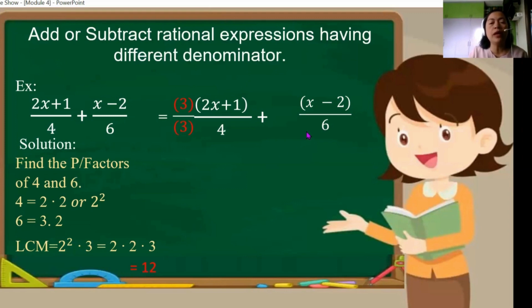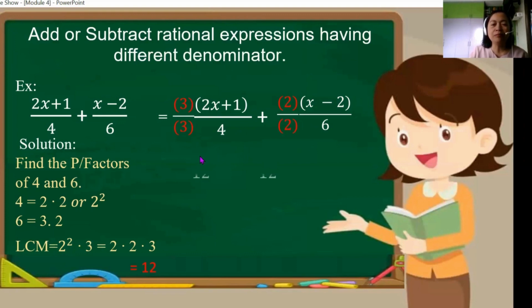Ano yung i-multiply natin sa 6 para maging 12? Tama, 2. So mag-multiply tayo ng 2 at huwag niyong kalimutan mag-multiply din ng 2 sa numerator para parang nag-multiply lang kayo ng 2 over 2 or 1, which did not change the value of this expression. O ayan. So common denominator na sila.